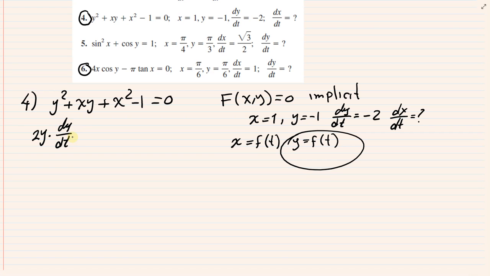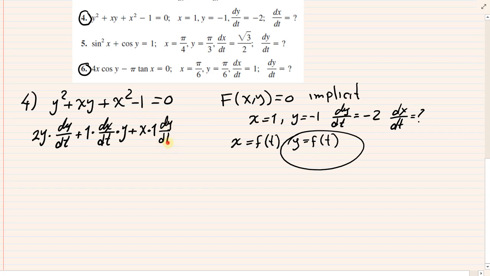And next, the derivative of xy. Here we have to use the product rule, right? So I'm going to write plus the derivative of the first one times y: dx/dt times y, because x itself is a function of another variable. That's the derivative of x times y. Plus x times the derivative of y, which is 1, and then dy/dt. Plus the derivative of x squared, which is 2x, and then of course dx/dt, equals 0. The derivative of -1 is 0. And there we have it.